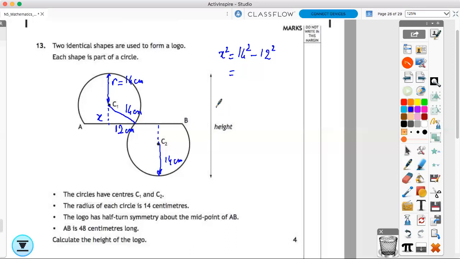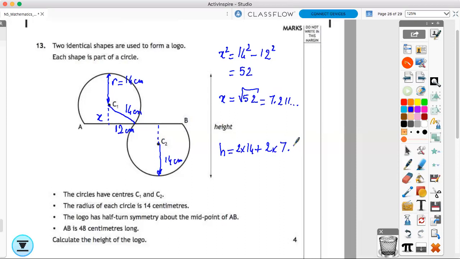So that gives you a mark for this. Then x is just the root of 52. So root of answer, 7.211. So we can do 7.211 if you want. So height, like we said, is 2 times 14 plus 2 times 7.211.